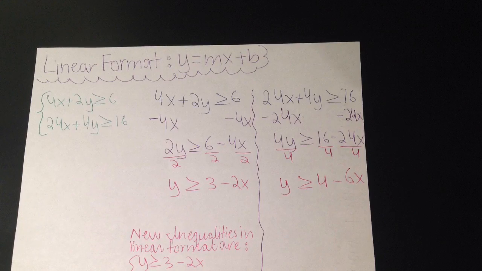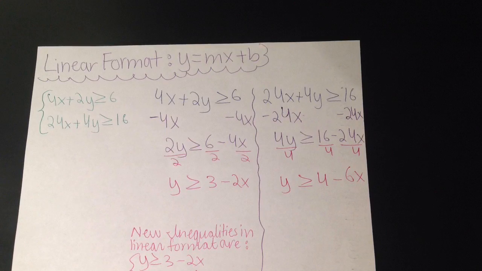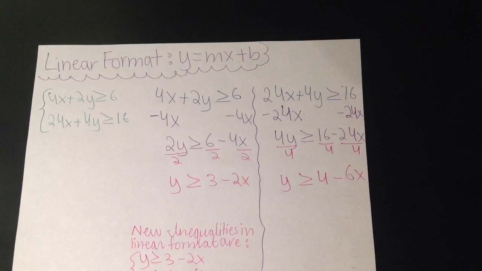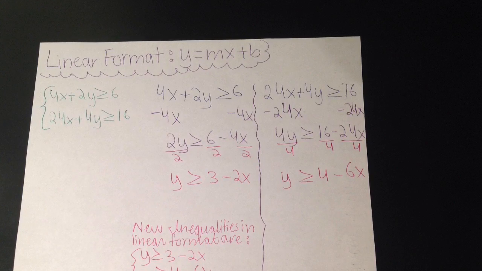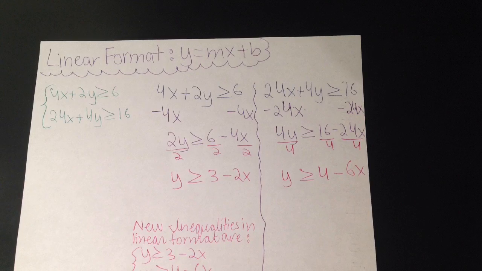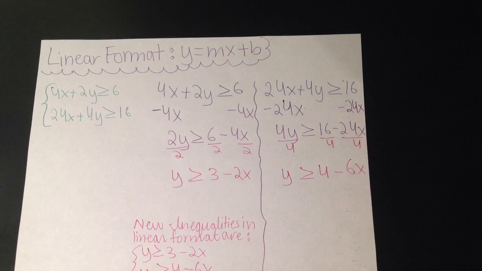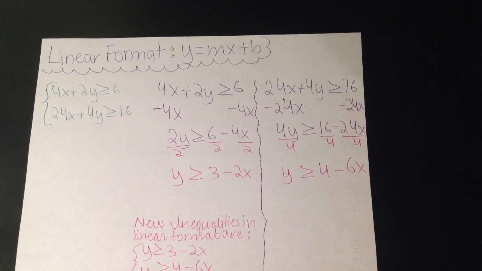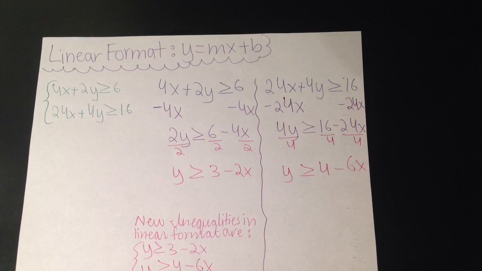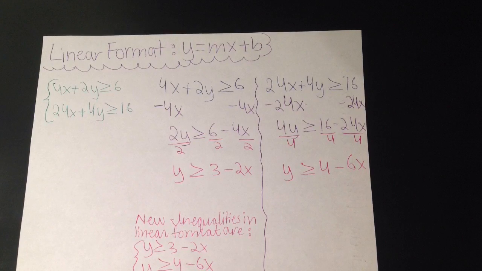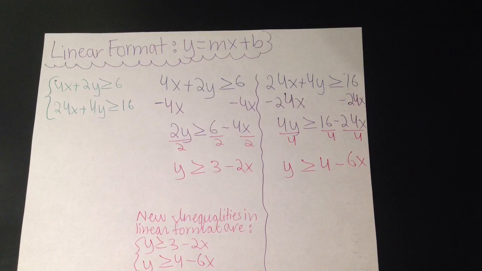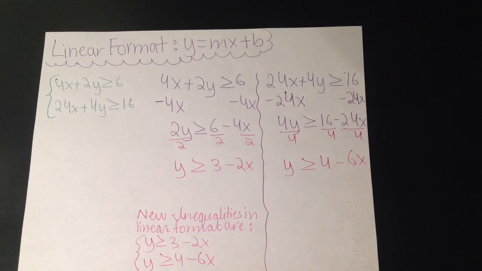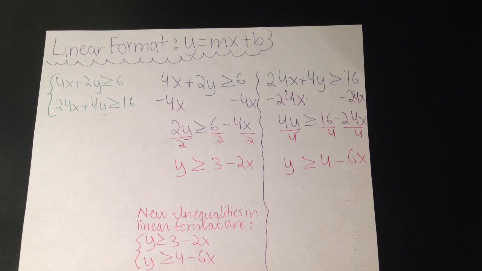For example, let's take the system 4x plus 2y is greater than or equal to 6, and 24x plus 4y is greater than or equal to 16. These are not in a linear format, so I will show you how to do this. We will subtract 4x and 24x from both sides, and after that, we will divide by 2 and 4 to isolate the y, which would leave us with y is greater than or equal to 3 minus 2x, and y is greater than or equal to 4 minus 6x. So now we have our linear format.